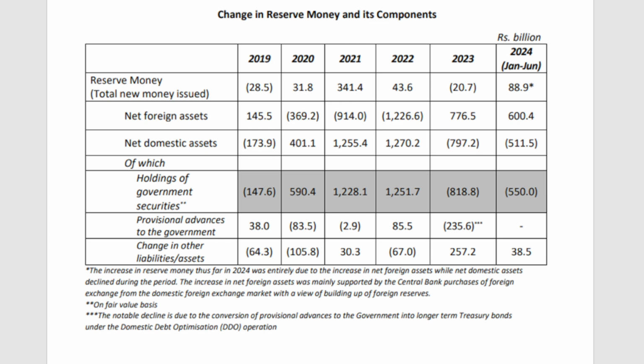In 2024, during the first 6 months, we can see an increase of reserve money by 88.9 billion. It is mainly contributed by increase of net foreign assets. As we previously discussed, that's by way of purchasing forex in local foreign exchange market.